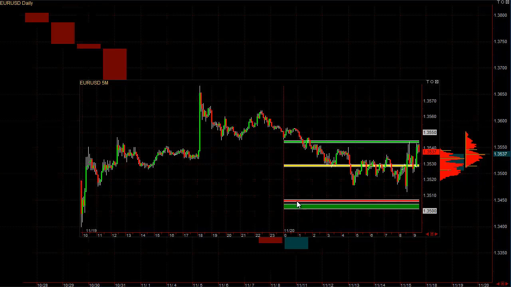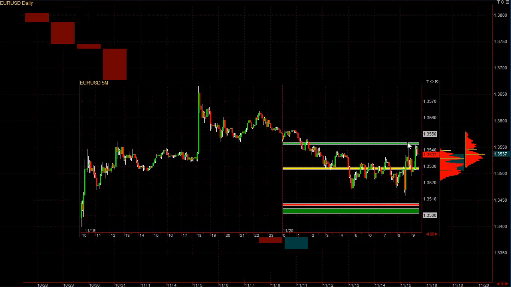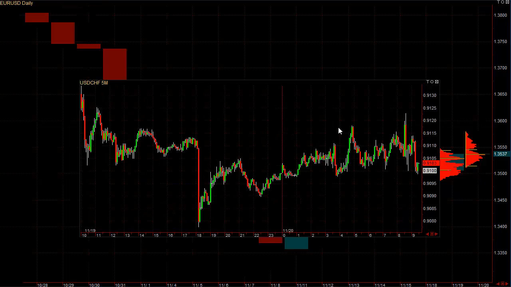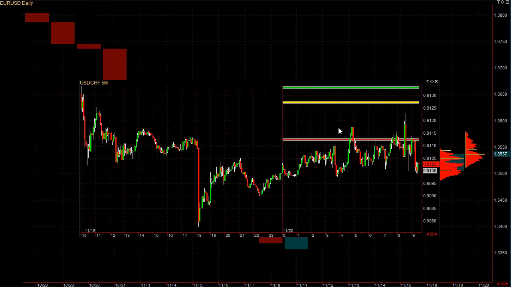So at a glance here, you can see we're above last week's point of control or upper value area. You can see how this area acted as support and kind of a magnet towards price. And notice how the upper value area acted as resistance. That's how this works. And obviously you can put in any currency you want. There's a dollar Swiss. We'll show you the areas.